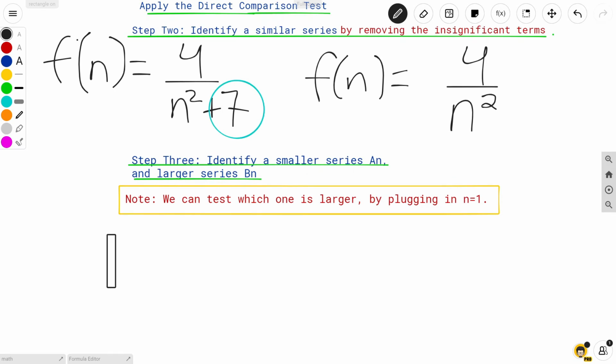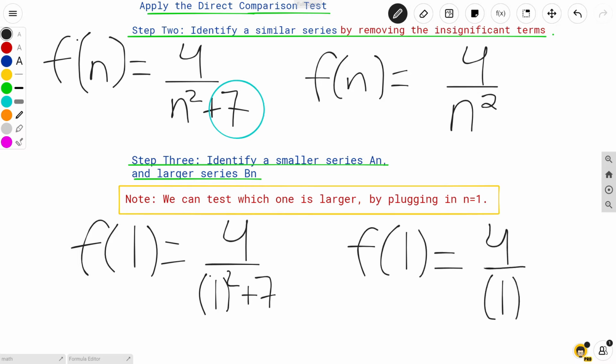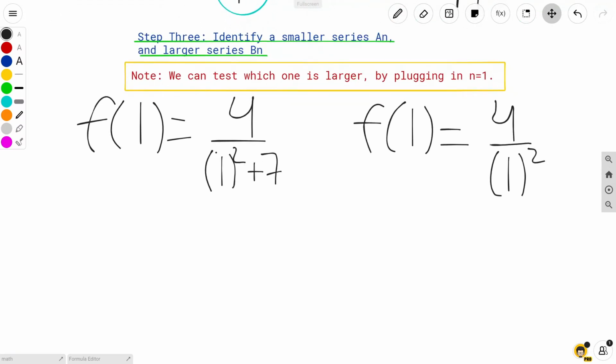So f of 1 is equal to 4 divided by 1 squared plus 7. And on the other hand, f of 1 is equal to 4 divided by 1 squared. So what does the first one on the left hand side equal? It equals 4 divided by 1 plus 7. So this one is equal to 1 over 8.